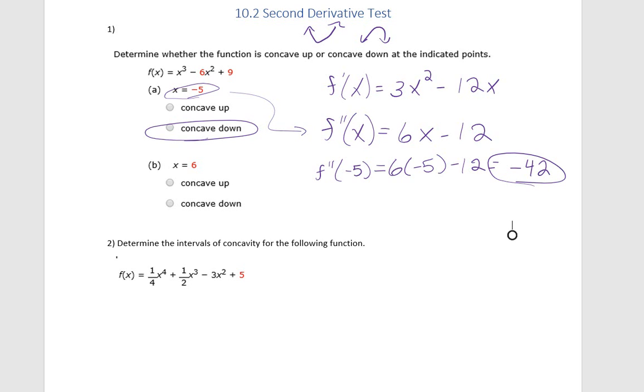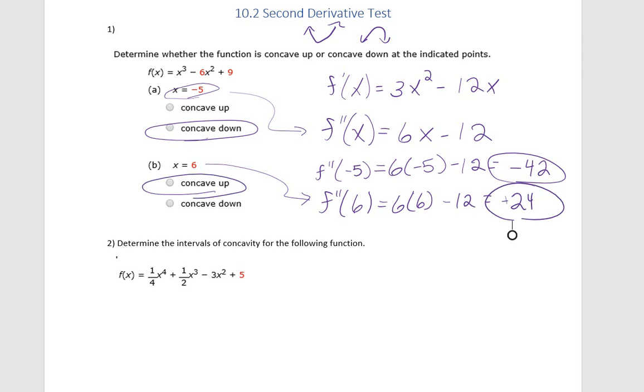Now, if we take x equals 6 and plug that in, we're going to have f double prime of 6 will equal 6 times 6 minus 12. So that'll be 36 minus 12, so that's going to give us positive 24. Now, since this is a positive number, that means that our function will be concave up.